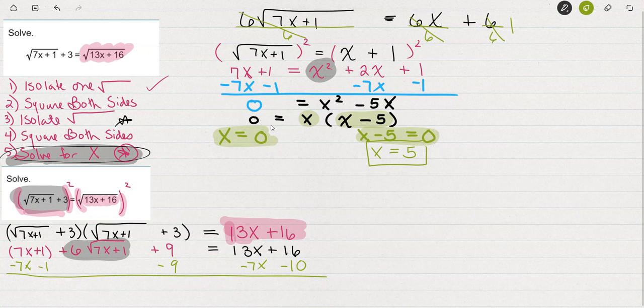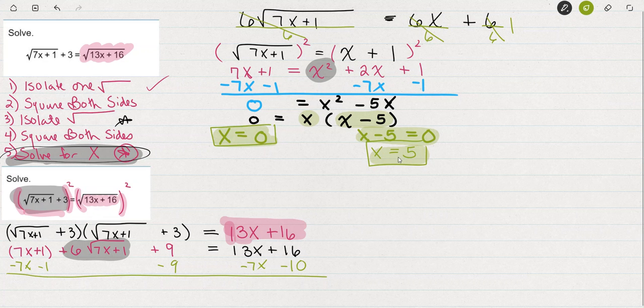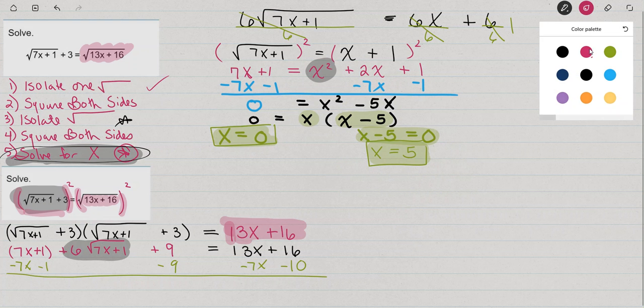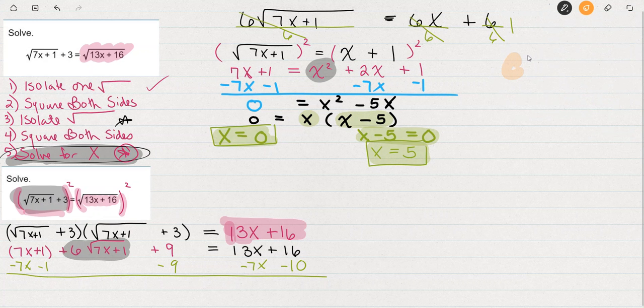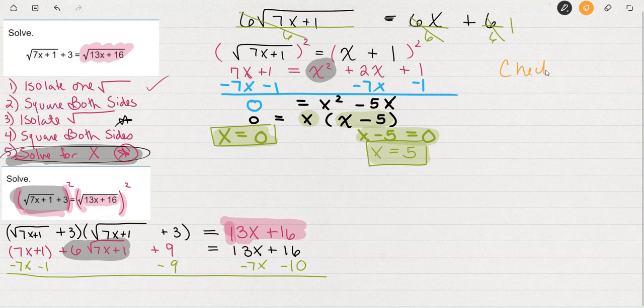So it looks like we have two solutions, but don't count on those two solutions yet. What we need to do, because this is a radical equation, is be sure that both of those answers are in fact solutions. So a really important step here is to check. It's really important in a square root equation that we check our solutions. Here's how we check it. We're going to go back to our original equation.